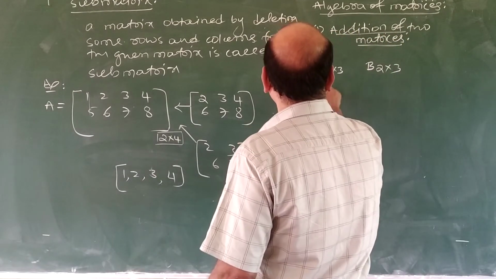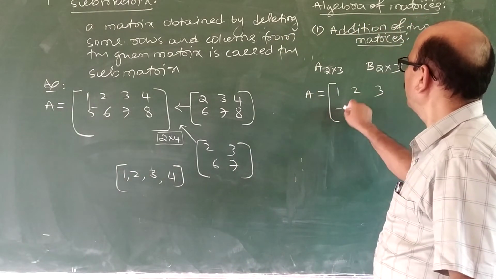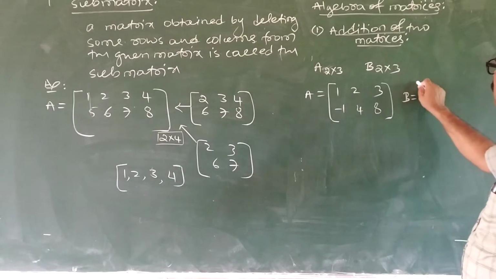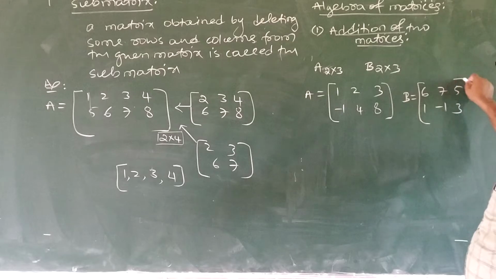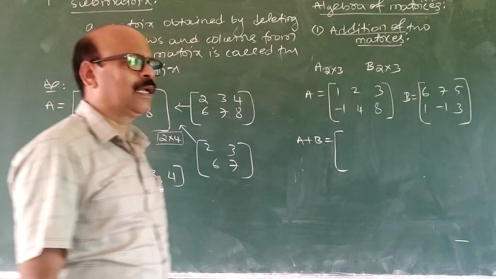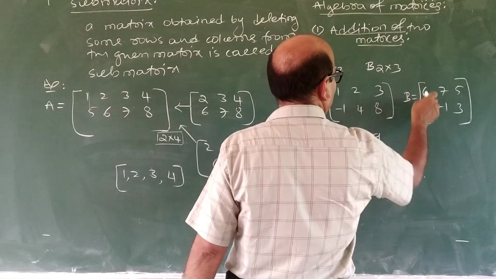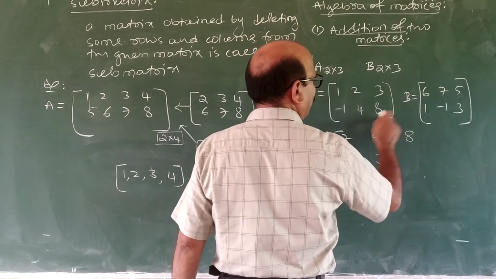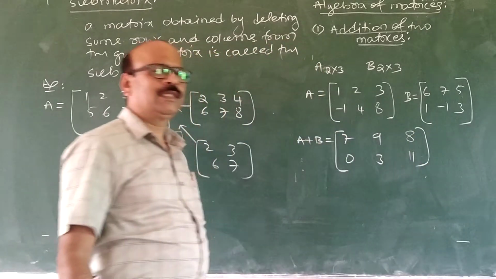Example, I take A is equal to 2 by 3: 1, 2, 3, minus 1, 4, 8. Is it 2 by 3? Yes, 2 by 3. B is 6, 7, 5, 1, minus 1, 3. Then what is A plus B? You have to add corresponding elements. 1 plus 6 is 7. 2 plus 7 is 9, 3 plus 5 is 8. Minus 1 plus 1 is 0. 4 minus 1 is 3. 8 plus 3 is 11. This is A plus B.